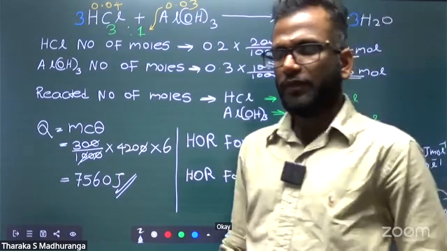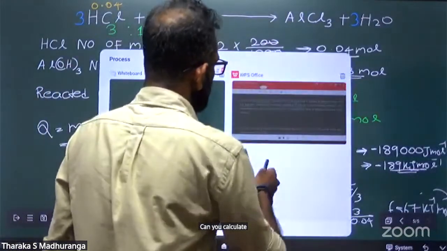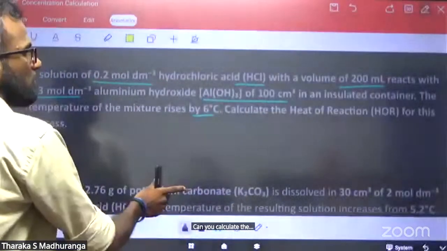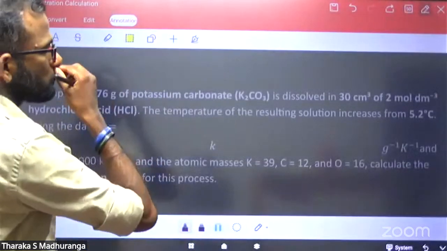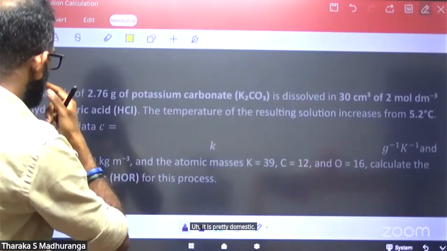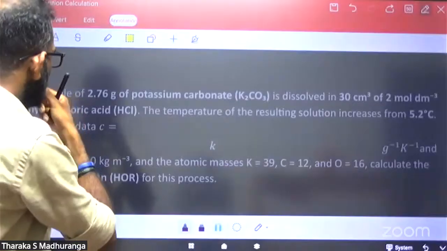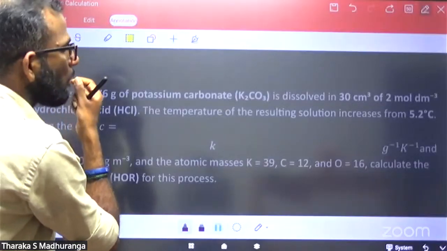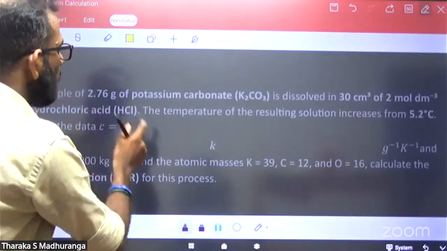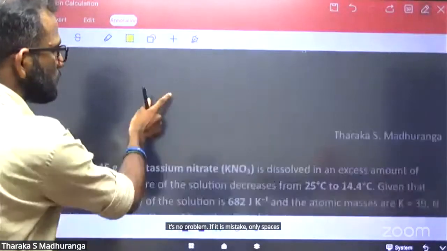Okay. If I give you time, can you calculate? It is a printing mistake. It's no problem. If it is a mistake only in spaces, no problem.